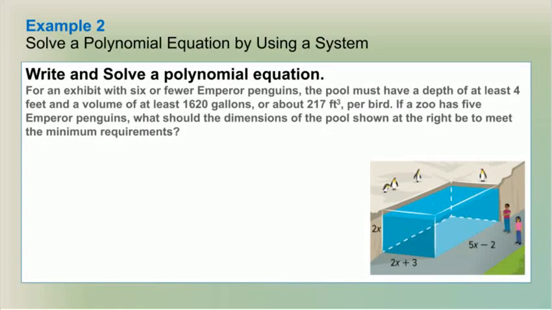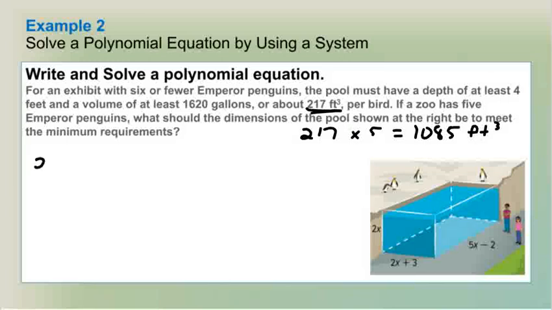First off, they tell us 217 cubic feet per bird. Since there are 5 birds, I'm going to take 217 times 5, and that's going to give us 1,085. So we need 1,085 cubic feet to fill the pool up. So our dimensions of our current one is 2x times 2x plus 3 times 5x minus 2. To find volume, you just do length times width times height.